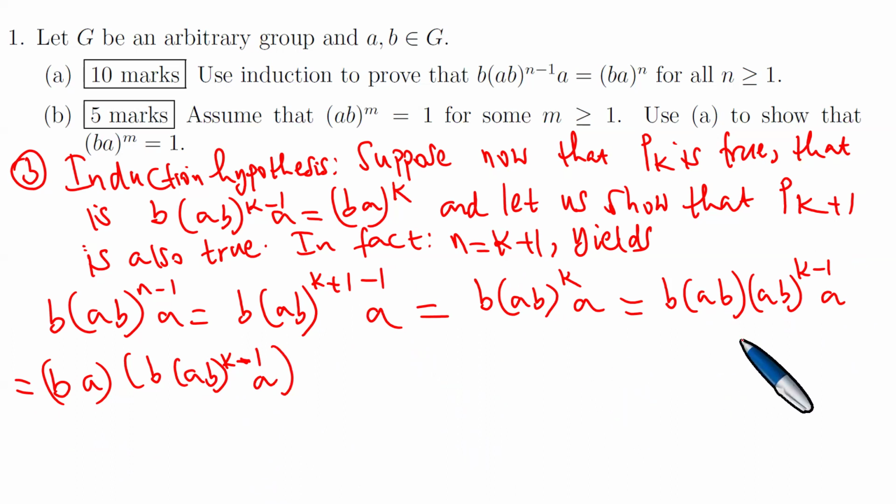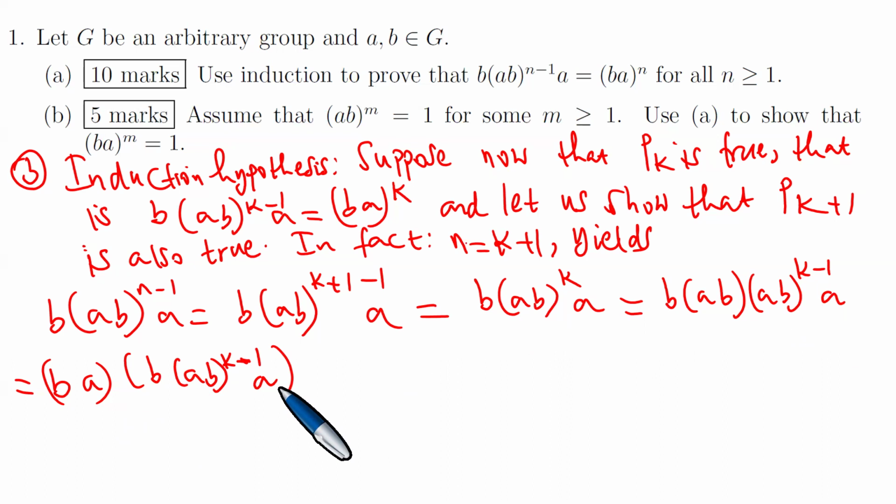Right, so now let's check this. By the associative law, since we are in a group, we can associate B and A, so we have BA put together. Then we have this B, then (AB) to the power k minus 1, then we have the A. What is all this?